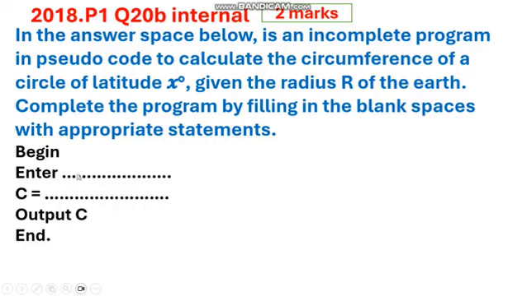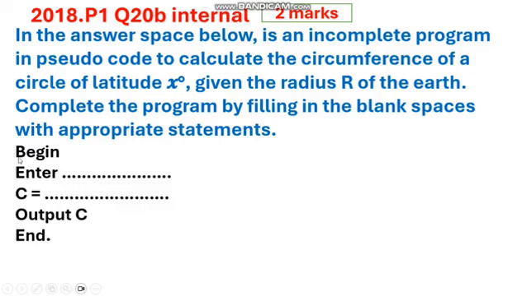So this is the incomplete pseudo code that we have. So we have begin. On enter, there's nothing, we need to put something there. Then we have C, which is circumference, is equal to dash, there's nothing there also. Then output circumference, then end of the program.